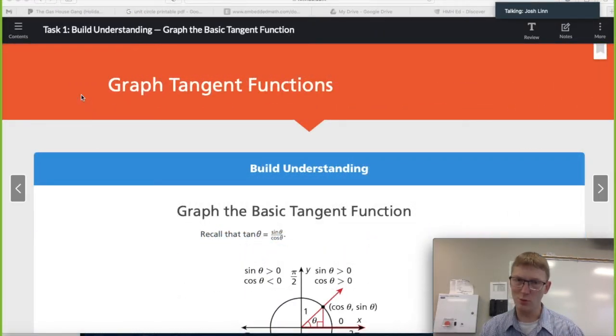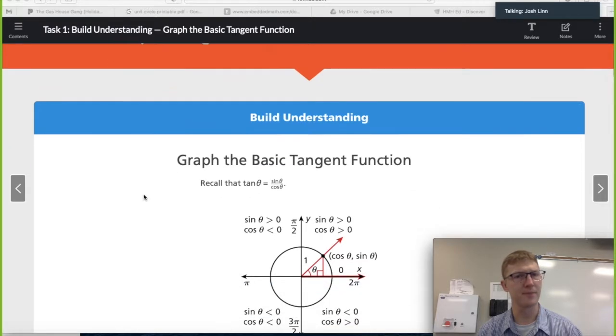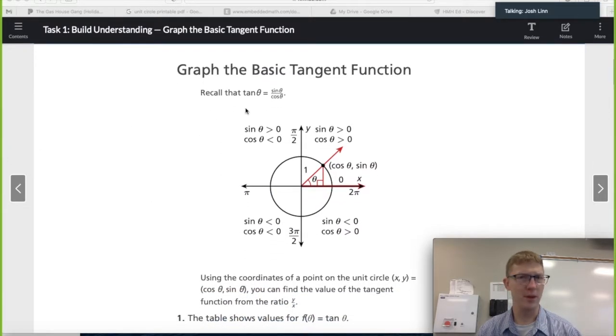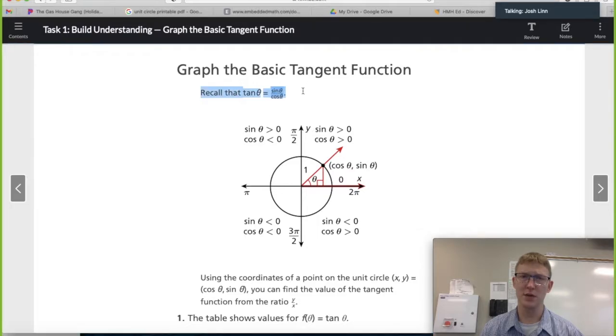Tangent is sine over cosine, but we're going to find something kind of interesting. It says graph the basic tangent function, and remember that we can define tangent as sine over cosine. So we can think about sine over cosine at angle equals 0. That's going to be 0. But something weird happens as we go around the circle.